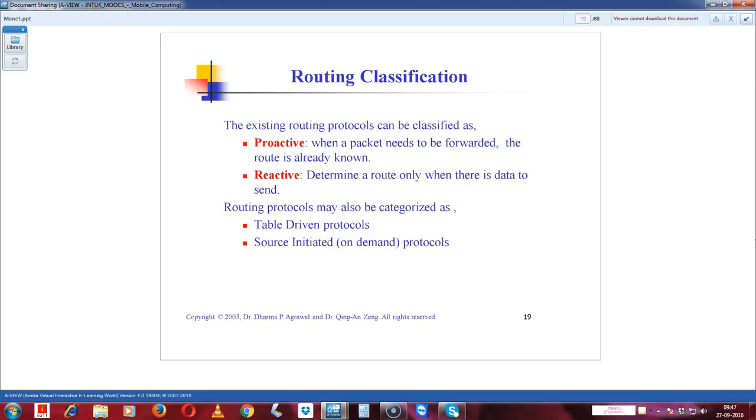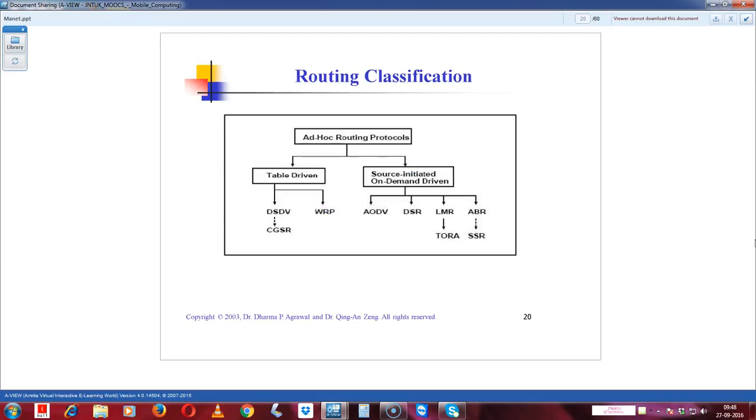Another one is reactive. Reactive means you are reacting whenever you want to send a packet. The source wants to initiate or transfer some packet to the destination, so this kind of routing is called source-initiated routing. Proactive routing can also be called table driven, and reactive routing can also be called source driven. That's why routing protocols may be characterized as table-driven protocols and source-initiated on-demand protocols. On demand, you can get the packets from source to destination.